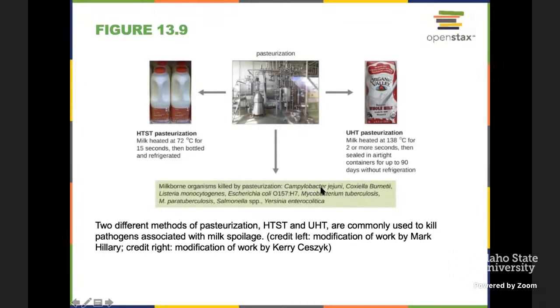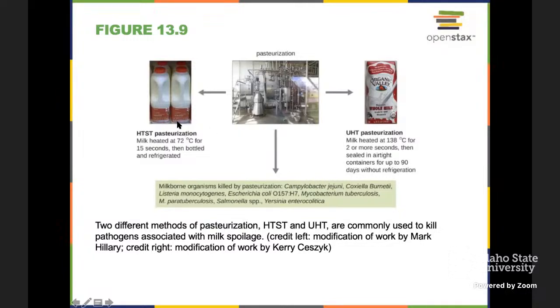So we see a handful here: Campylobacter, Coxiella, Listeria, E. coli, the bad one, Mycobacterium tuberculosis, paratuberculosis, Salmonella, and Yersinia enterocolitica. All of these are potential pathogens that we could see in the cow. Ultimately, lots of it in the feces.